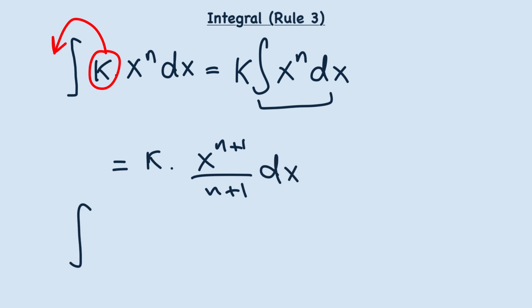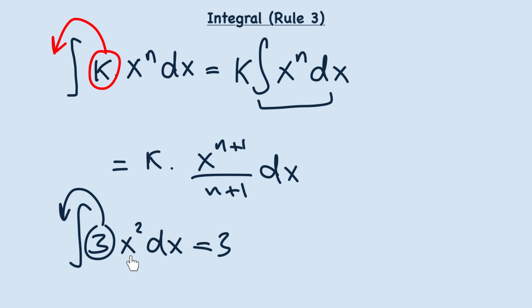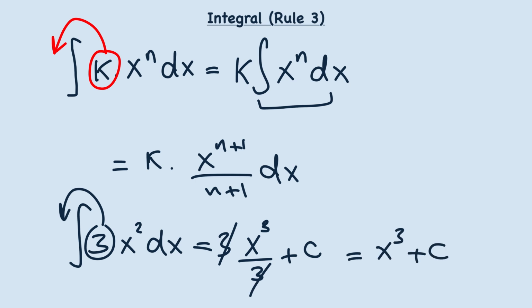Let us take an example. Integral, for example, 3x to the power 2 dx. This equals, I will have to take the 3 out, so I will write 3. Now I have to do integration for x squared dx. Now the integration for this will be x to the power of 2 plus 1, which is 3, divided by that, plus c. I can cancel this out. So the answer is x cubed plus c.